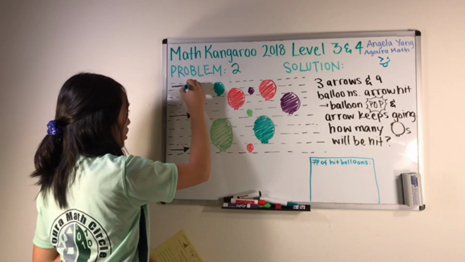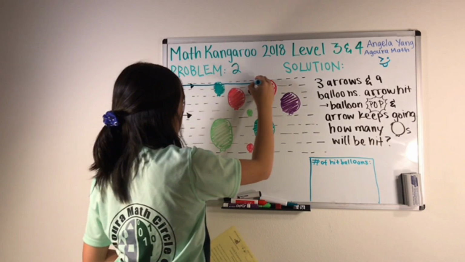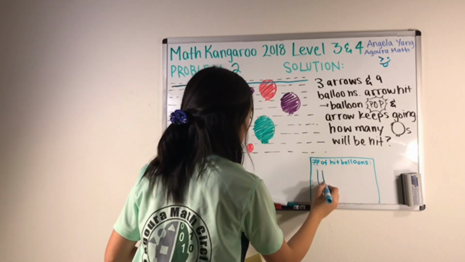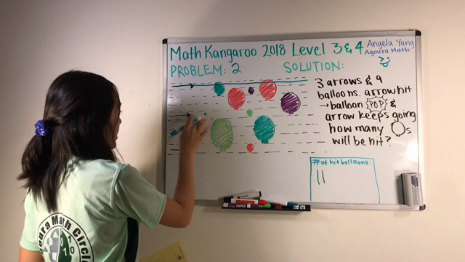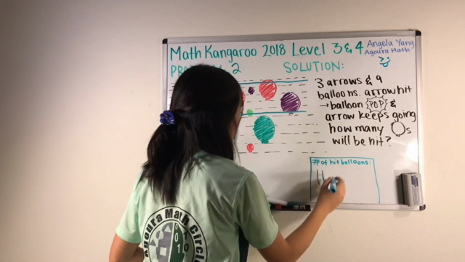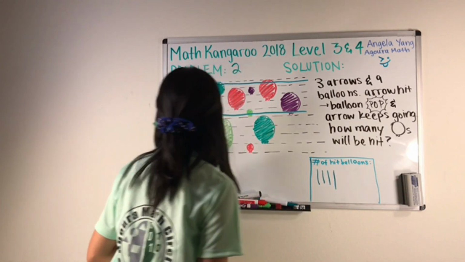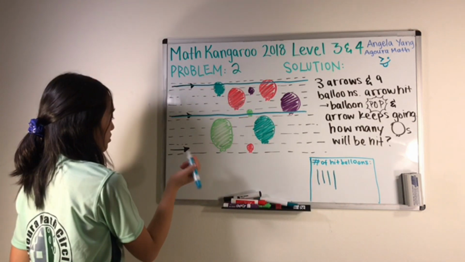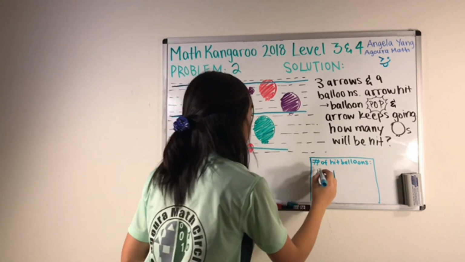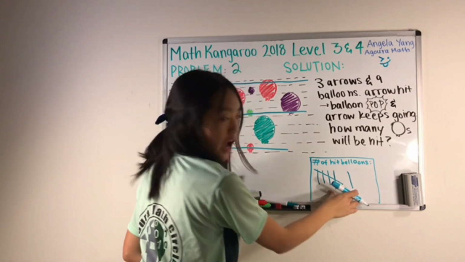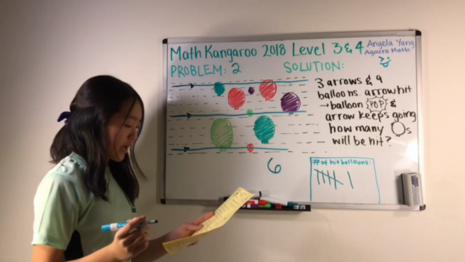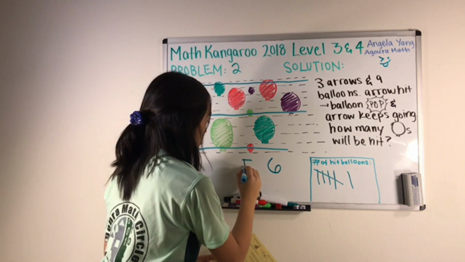If we just continue off with a straight line ahead, we've already popped 2 balloons. That's 1, 2. Now our second arrow, we keep going. 1, 2, another 2 balloons. And then our third arrow, 1, 2. And that's another 2 balloons. Now if you add up all the tally marks, you get 6 total balloons, which gives you your answer of letter E.